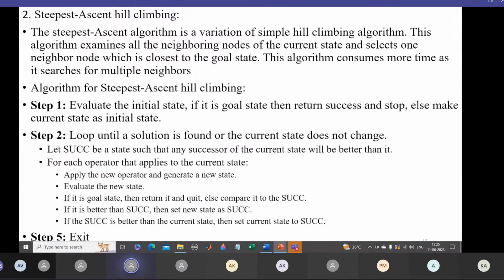So what is the success na என்னன்னா, it is a state such that any successor of the current state will be better than it. எல்லா சக்சஸரும் அதை விட பெட்டராவே இருக்கும். அப்ப என்ன, நம்ம ரீப்ளேஸ் பண்ணிட்டே வரணும். So you have to look for the operator, apply the new operator, and you have to find the new state, and then you have to evaluate. So அதை வந்து ஸ்டேட்டா evaluate பண்ணும்போது again goal na return பண்ணி quit பண்ணிடும்.